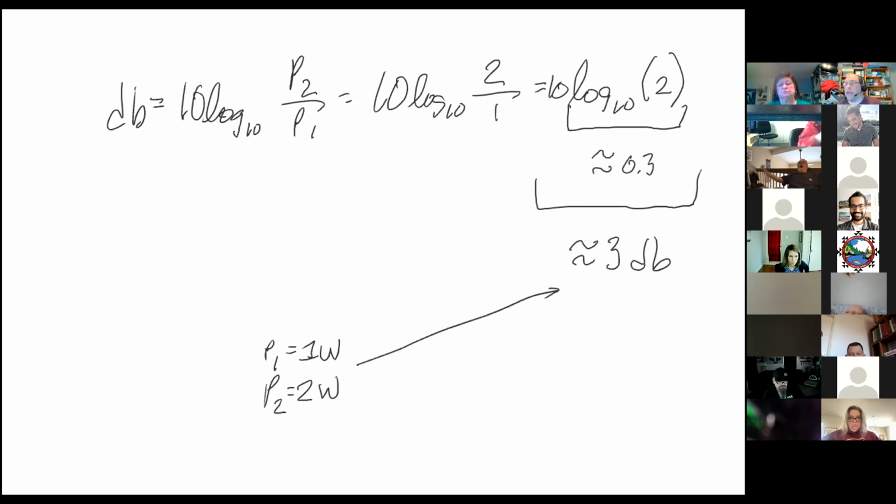And as they say, it's actually good enough for government work. It's good enough for engineering. Essentially, if it's close like that, that's close enough. So the only 2 things you need to remember, and these are honestly the only 2 things that I remember: 10 times is 10 dB. 2 times is 3 dB, and that's approximate.